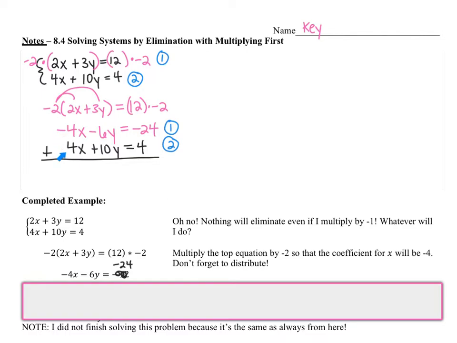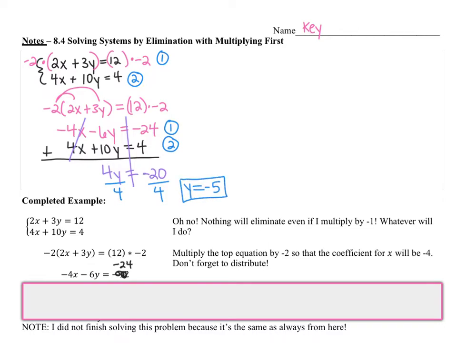Now when we add, those variables will eliminate. So let's do it. -4x plus 4x will zero out. A negative 6y plus 10y gives us a positive 4y equals, and then make sure you keep track of your equal signs here. And then negative 24 plus 4 will give us negative 20. And then you can see we can finish solving just like you did last section. So divide by 4, so y equals negative 5.